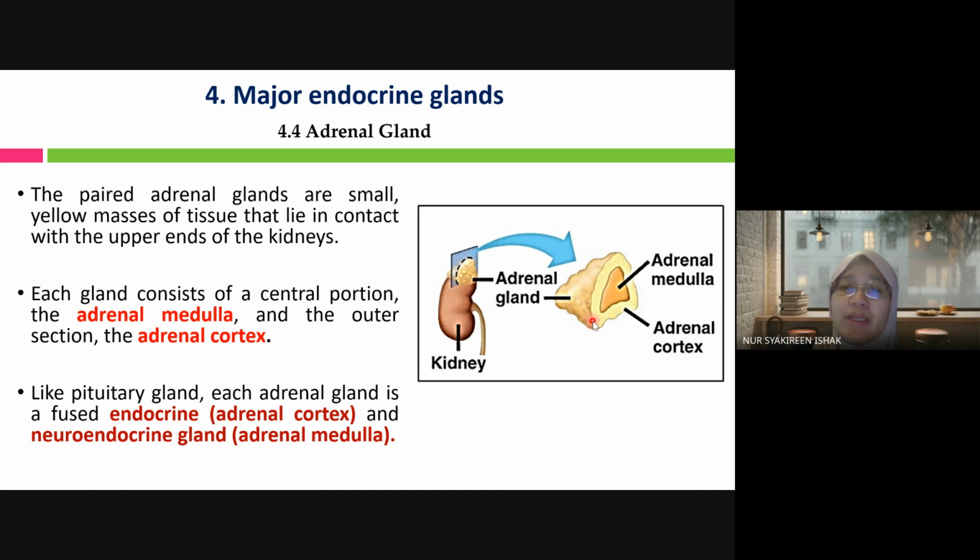Dia akan secrete yang corticoids punya hormone, glucocorticoids and also mineralocorticoids, which are steroid hormones. Tapi kalau adrenal medulla, untuk contohnya fight or flight, kan, so secrete the hormone instantly by the neurons, by the nervous system. That is epinephrine and norepinephrine.